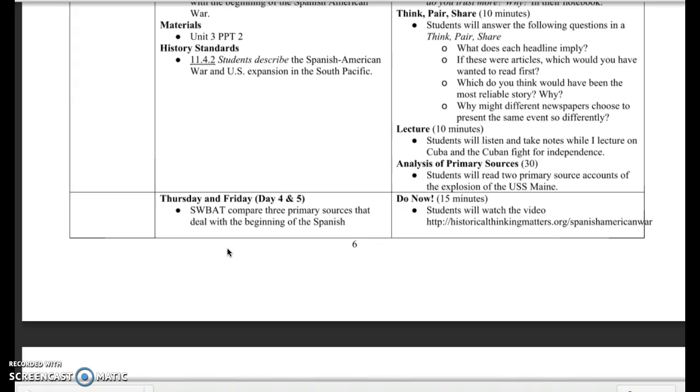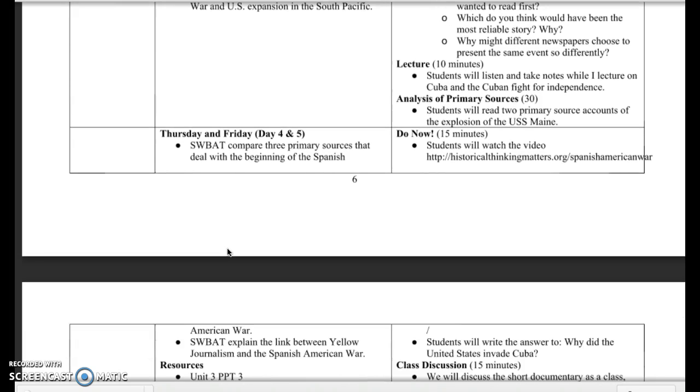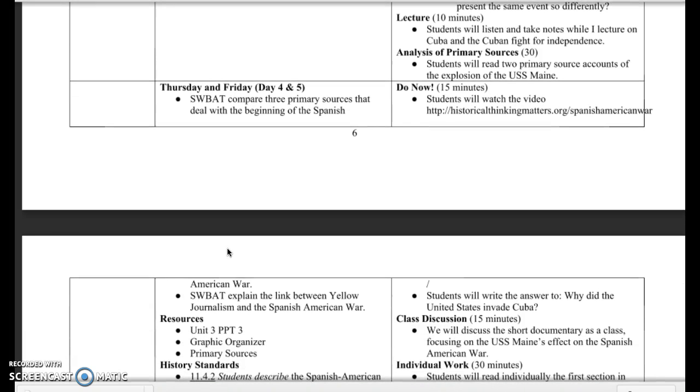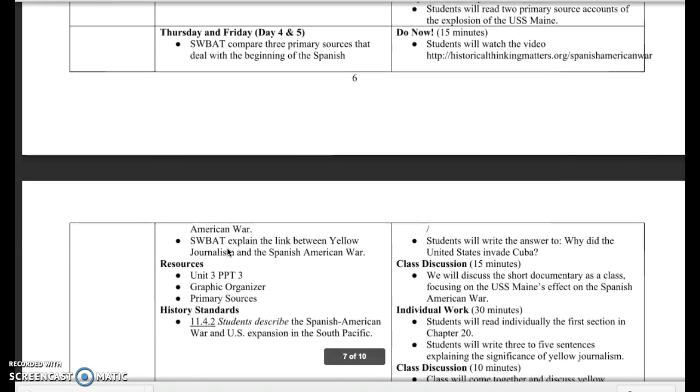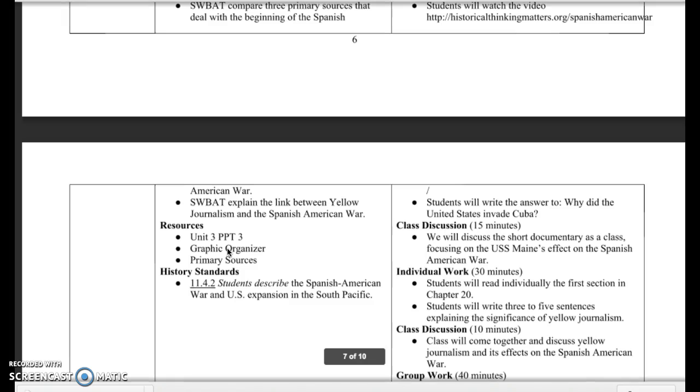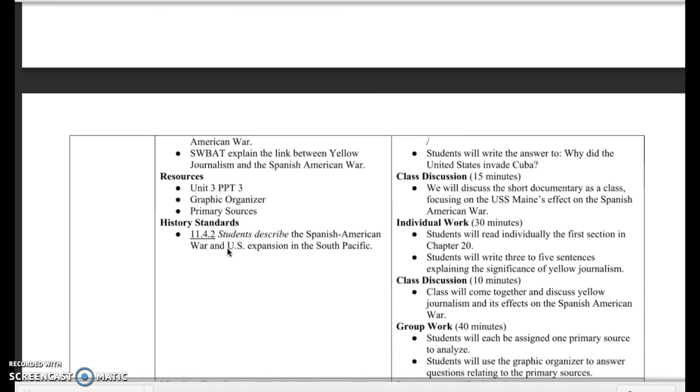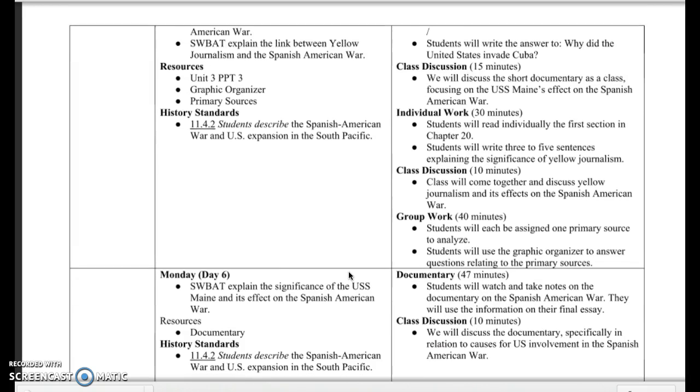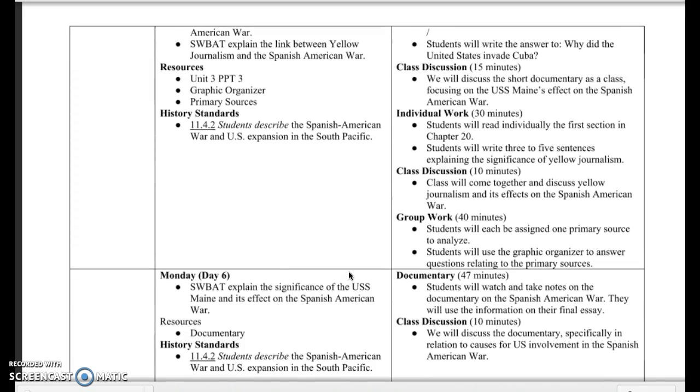Then lesson 4 and 5 are put together. We will be doing an intro on the Spanish-American War as a video, and then we will have a class discussion, and then students are going to learn about yellow journalism. And in yellow journalism, what we're really talking about is the sensationalization of media and what effect that has on the public.